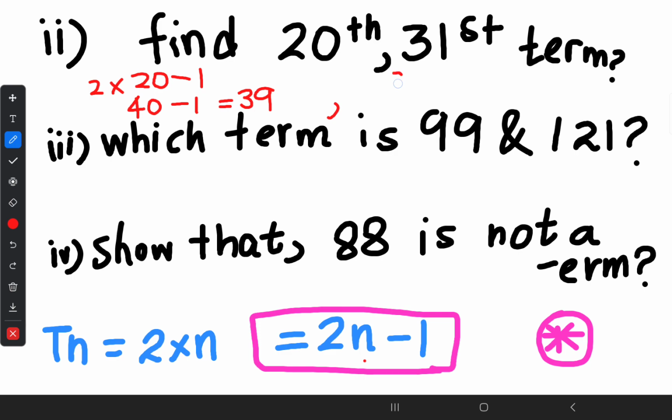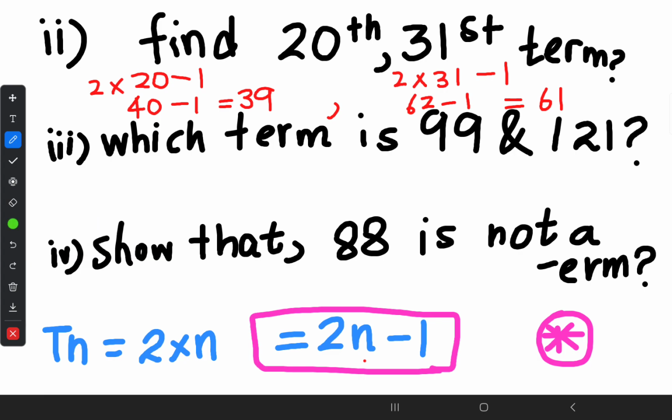Likewise, for the 31st term, 2 should be multiplied with 31. Then from that, we have to subtract 1. 2 times 31 is 62, minus 1 equals 61. 61 is our 31st term.